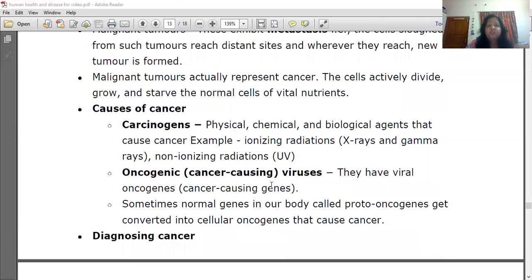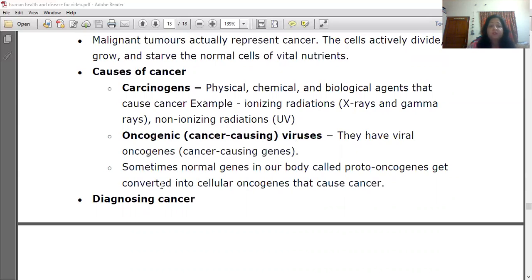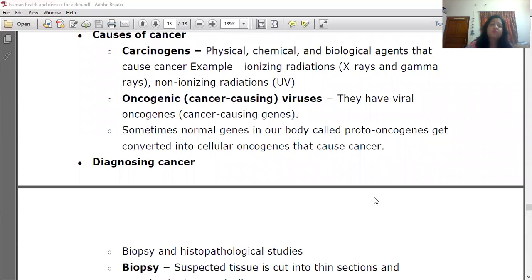Oncogenic viruses are also responsible for causing cancer because they have viral oncogenes, that is, genes which can cause cancer. Now, sometimes the normal genes in the body, known as proto-oncogenes, get converted into cellular oncogenes that cause cancer, because normal cells divide only up to a particular limit, but these cancer cells keep on dividing and multiplying. So sometimes normal proto-oncogenes can be converted into cancerous ones, and this can lead to a tumor.